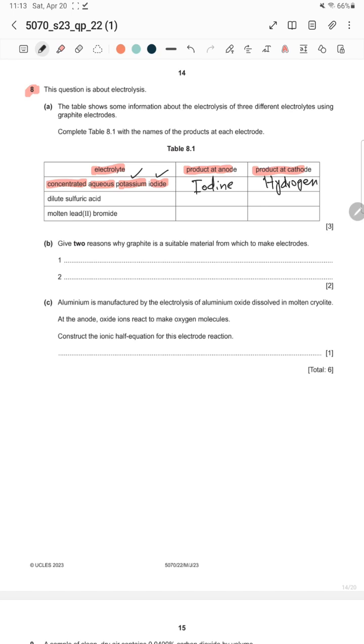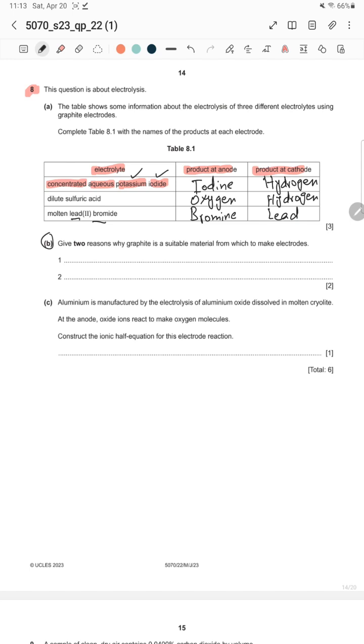Now dilute sulfuric acid. In case of dilute aqueous solutions, always OH negative goes towards the anode and it produces which gas? That is oxygen, and again hydrogen will be produced at the cathode. Now molten compounds have only two ions, lead and bromide, so this is the easiest. Negative ion goes towards the anode, so bromine will be formed at the anode and lead at the cathode.